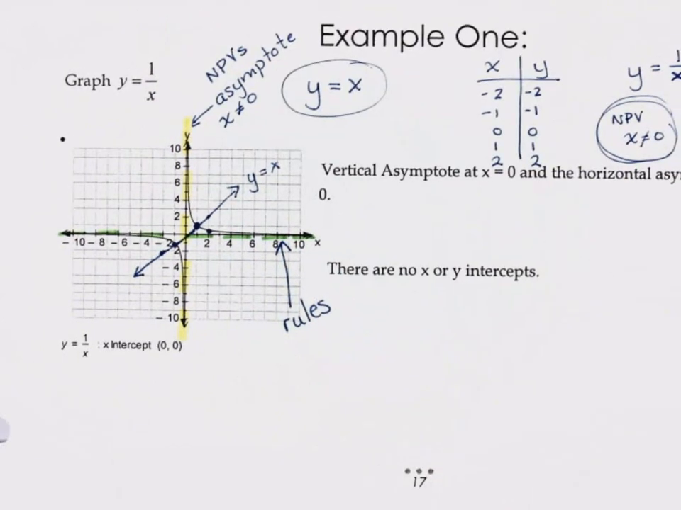Okay, are we having fun yet? Yeah. All right, that is the basic graph.